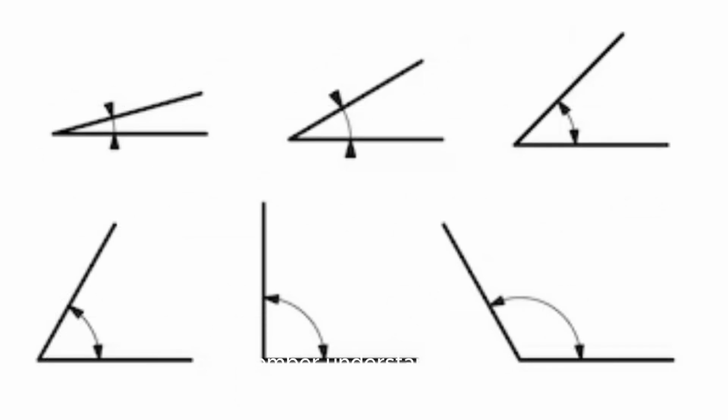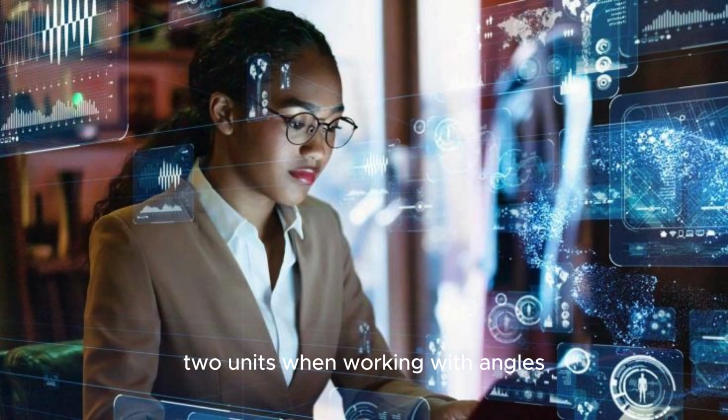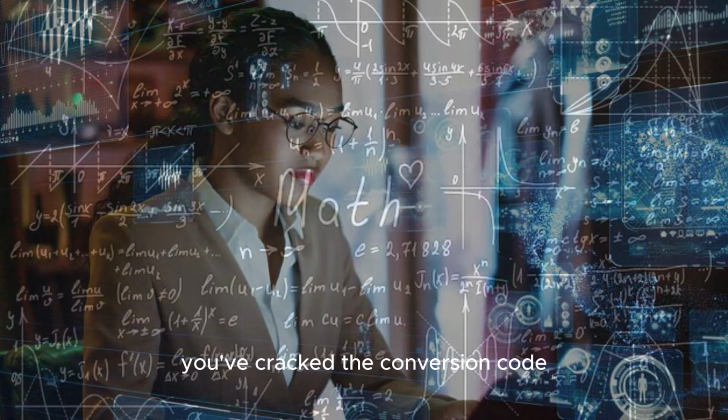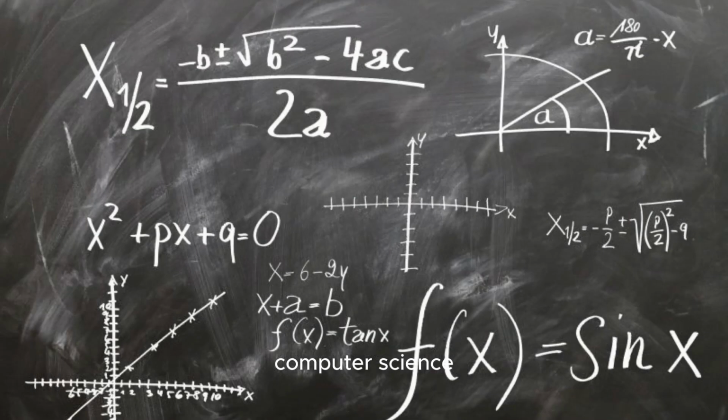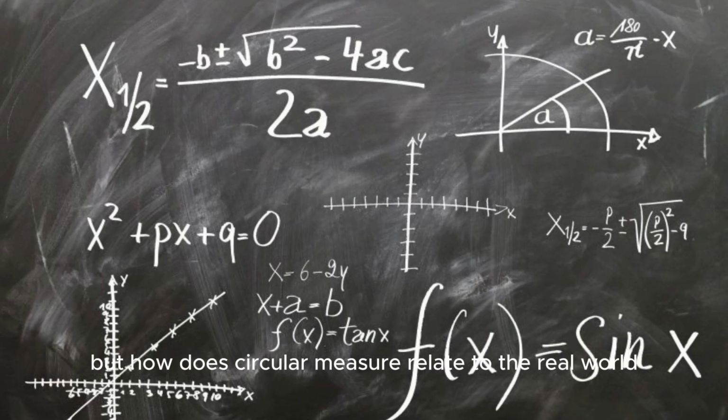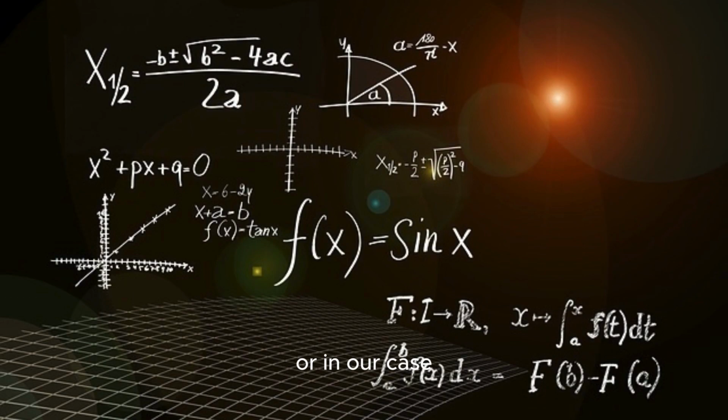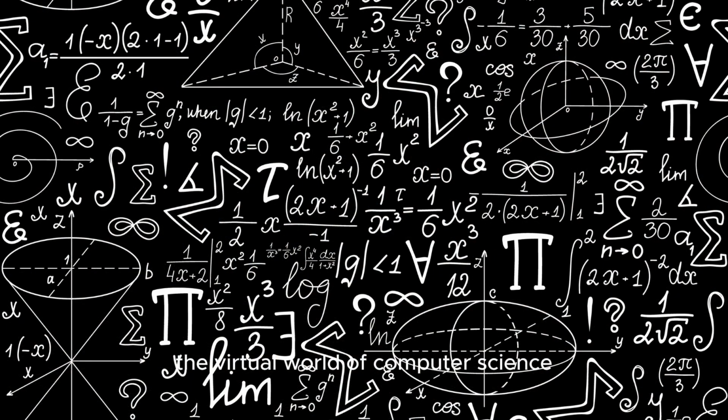Remember, understanding this conversion is crucial in computer science, where you'll often need to switch between these two units when working with angles. And just like that, you've cracked the conversion code, making it easier to work with angles in computer science. But how does circular measure relate to the real world, or in our case, the virtual world of computer science? Let's take a closer look.